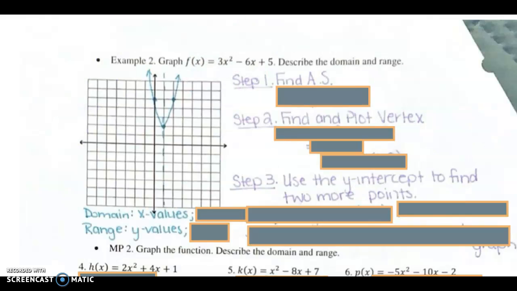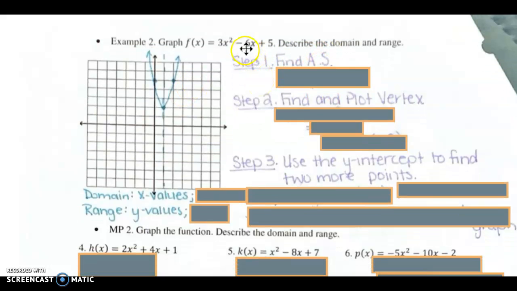All right, example 2, we're going to actually graph these and state the domain and range. So you may remember, step 1 is to find the axis of symmetry, which we've done before. And I didn't cover this up because I want to be able to point things out as I show you. Finding the axis of symmetry, negative b over 2a. So you have negative negative 6 over 2 times 3, which is 1. So that's our axis of symmetry. This dotted line is at x equals 1, so we put our dotted line there.